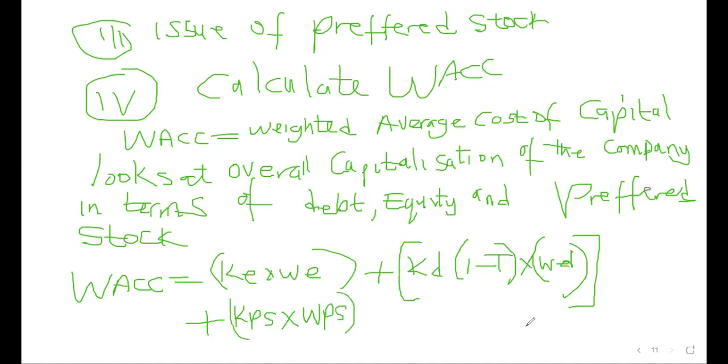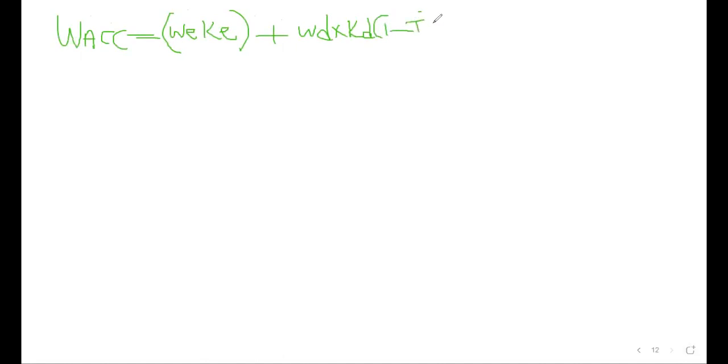So in summary, we can simply say our WACC is equal to weight of equity times cost of equity, plus weight of debt multiplied by cost of debt times 1 minus tax, plus weight of preferred stock multiplied by the cost of preferred stock. This is only the WACC.